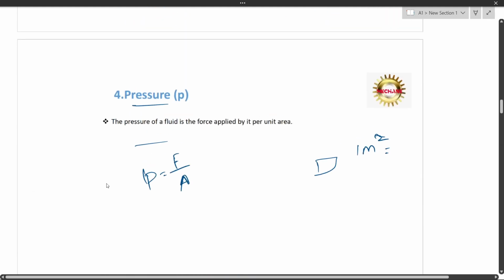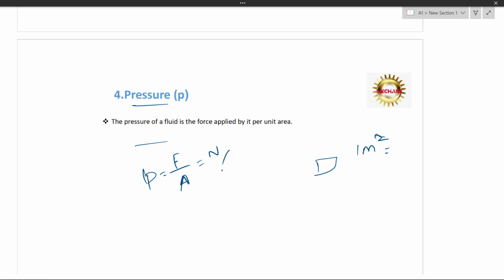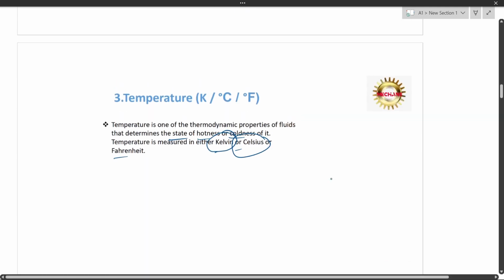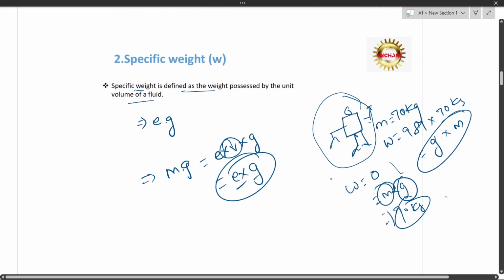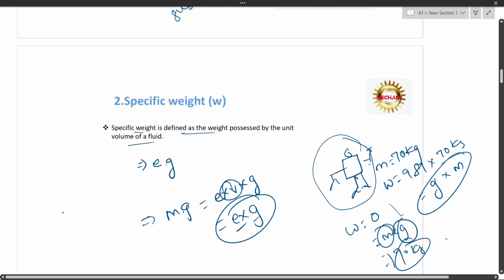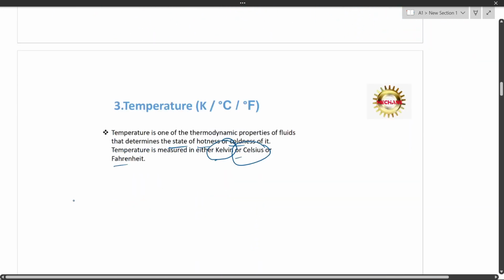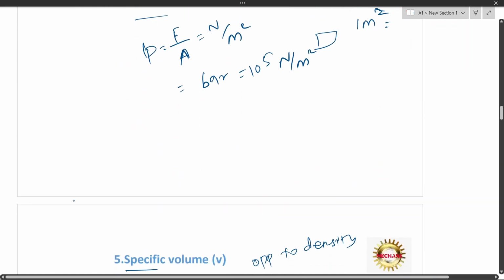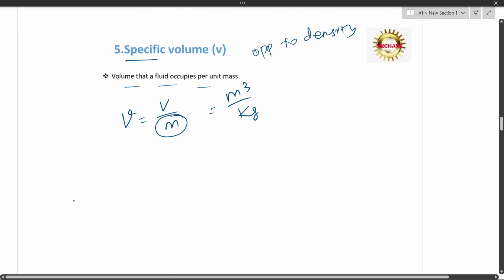The pressure we usually calculate by this formula. Newton per meter square is the unit, and we also use bar, which is 10 power 5 Newton per meter square. And the temperature we already discussed. And one thing about mass and weight: the unit of both mass and weight is the very same, that is kilogram. So the way of understanding mass and weight is very important.